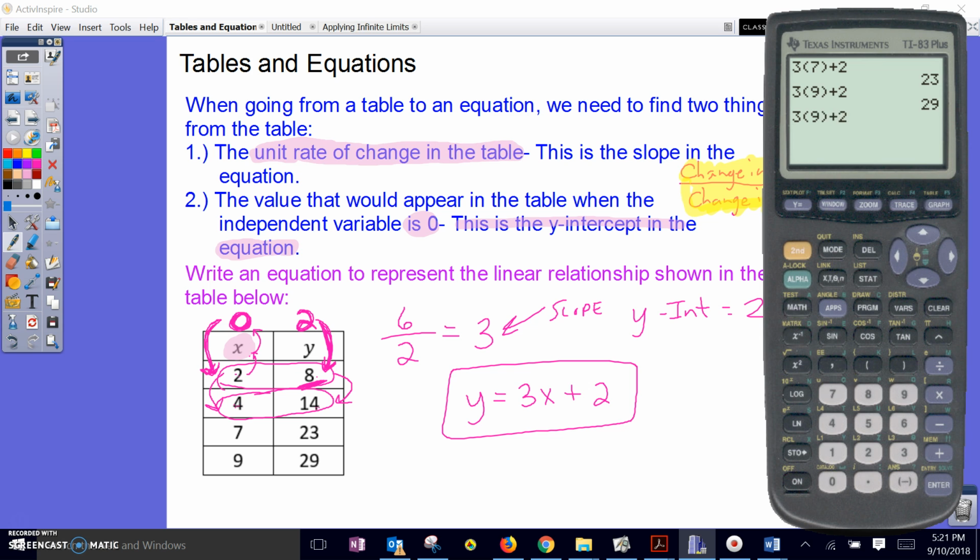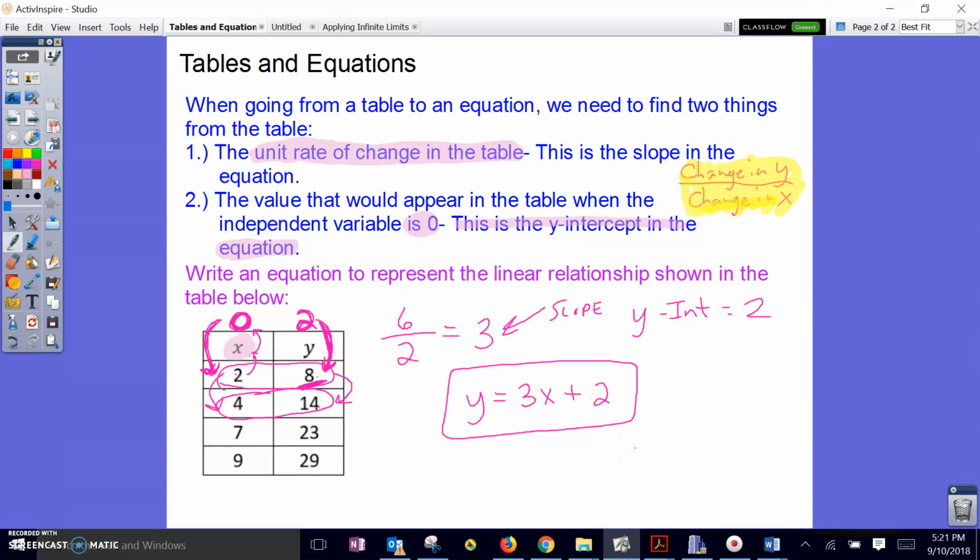When x is 4, put 4 in there. I should get 14. And one more time, we'll do it when x is 2. And this should be 8, and it is. And so our equation matches the information that we have in the table.